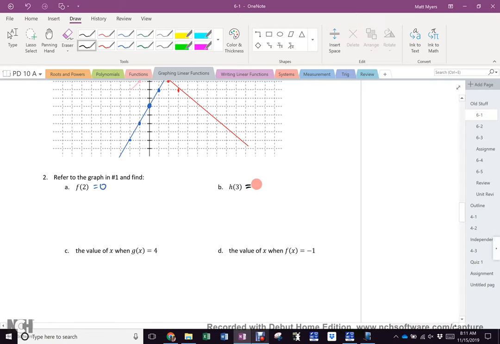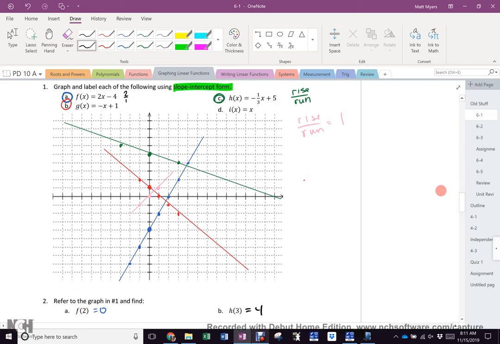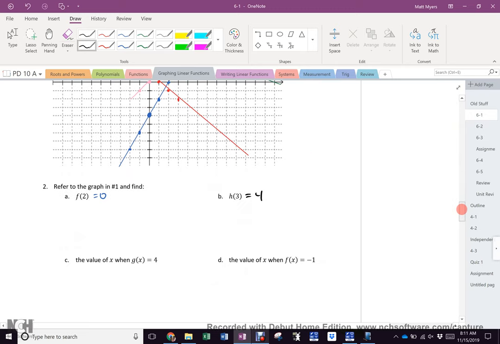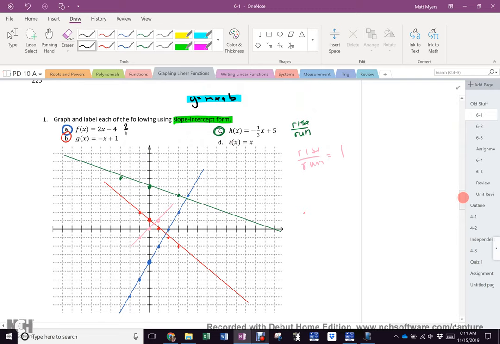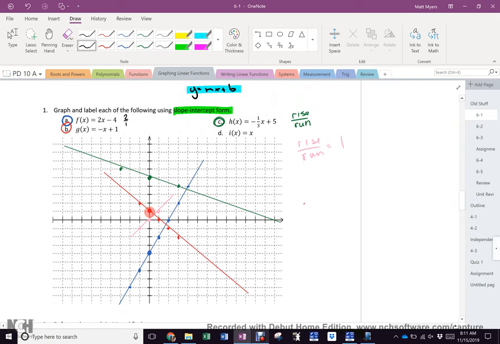The H of 3 equaled 4, because H was the green line. There was 3. 1, 2, 3, 4. Well done. The value of X when G of X was 4. G of X was the red line. 1, 2, 3, 4. We go out, we go down, and it was negative 3.